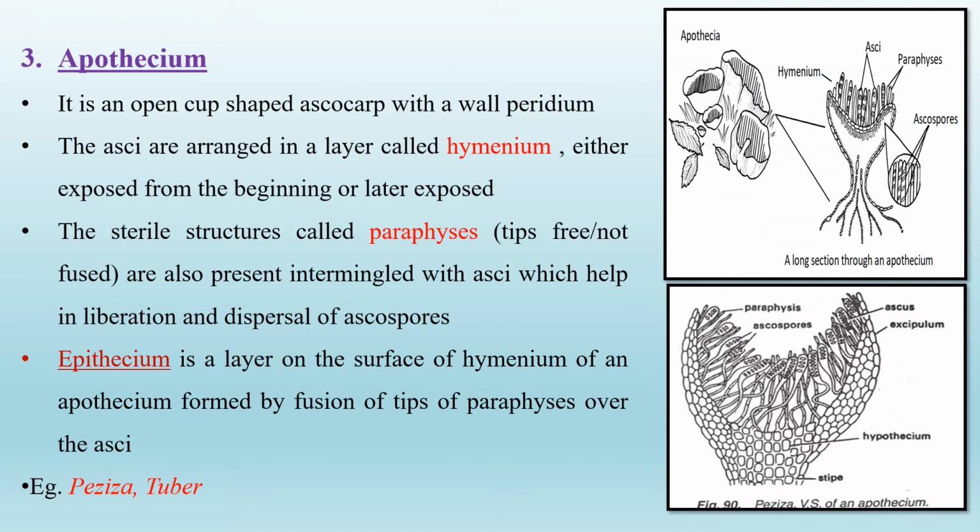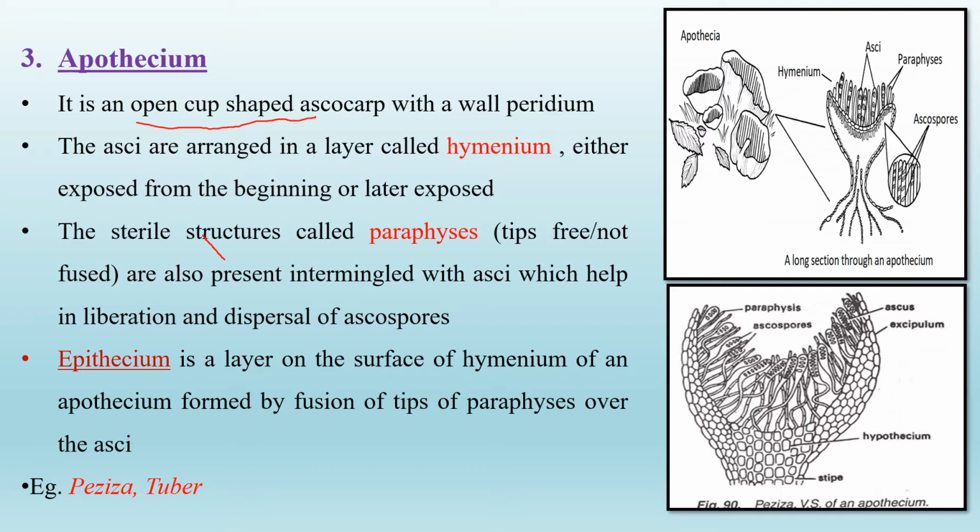Coming to the third fruiting body, the apothecium. Apothecium is an open, cup-shaped ascocarp with a wall called the peridium. In multiple choice there is a chance to be asked that a cup-shaped ascocarp is known as apothecium. So we have to remember these two terms, cup shape or saucer shape. The fruiting body which looks like a cup-shaped or saucer-shaped structure is known as apothecium.